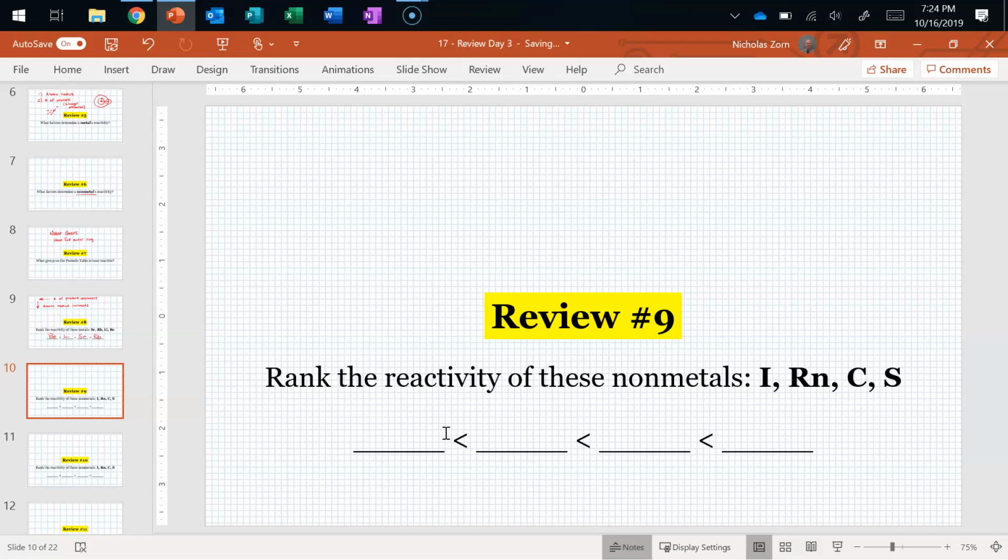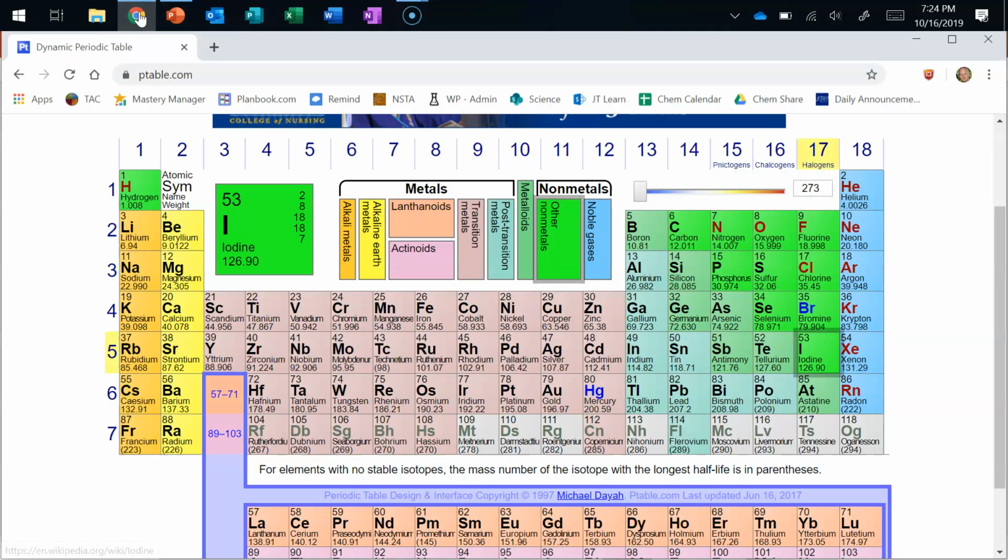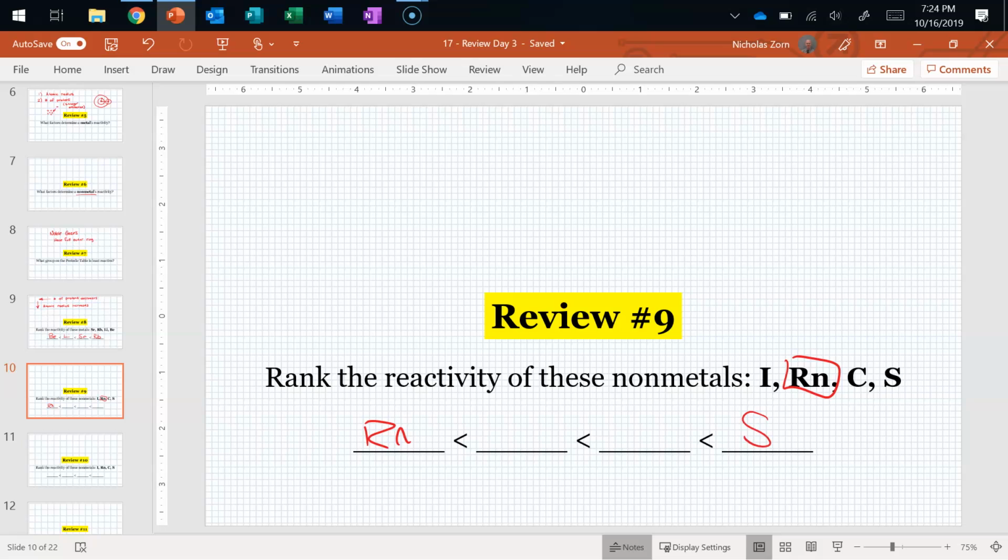Okay, number 9, we're looking at nonmetals. Right off the bat, radon is a noble gas, so it is going to have pretty much no reactivity because it's already content. We also have iodine, carbon, and sulfur. Sulfur is almost fluorine, so sulfur is going to be the most reactive of those.